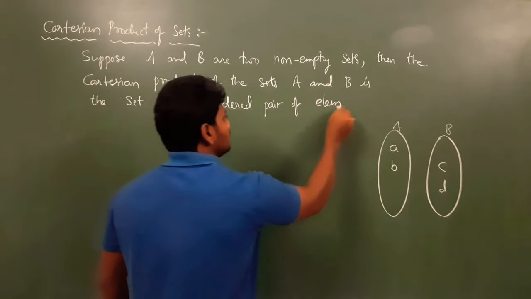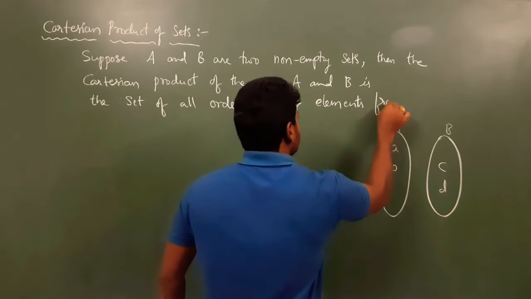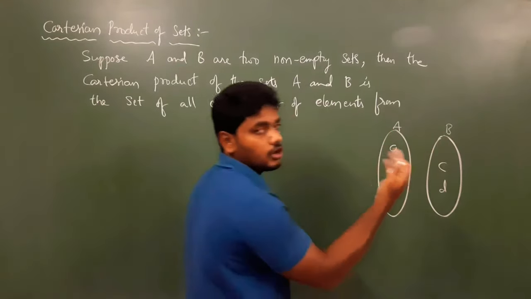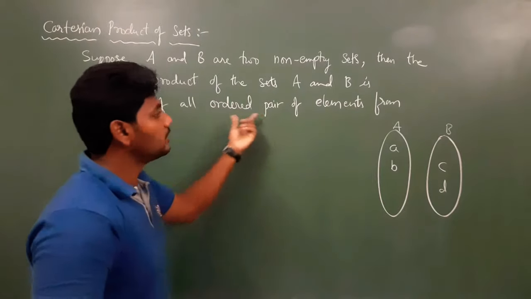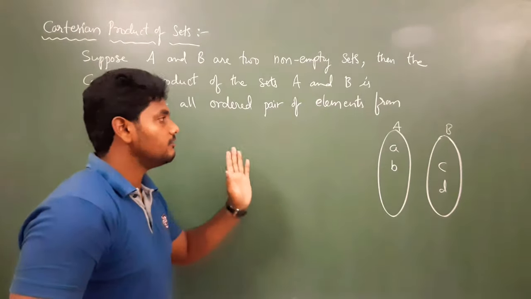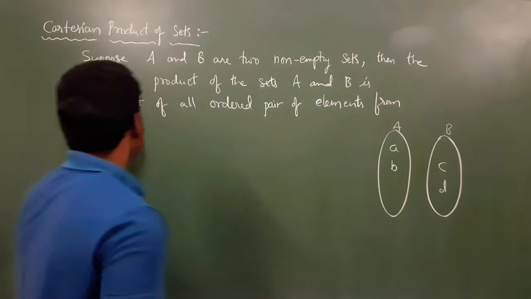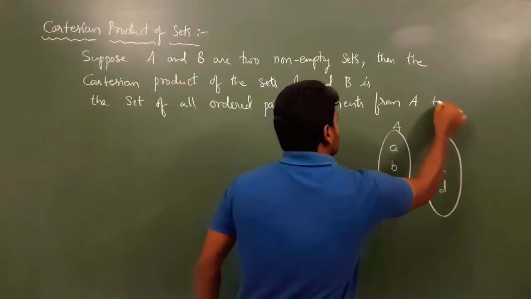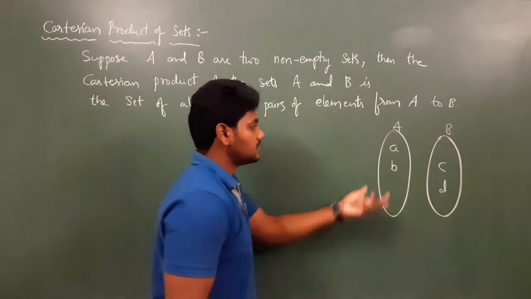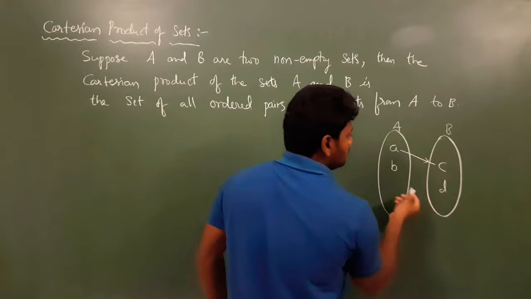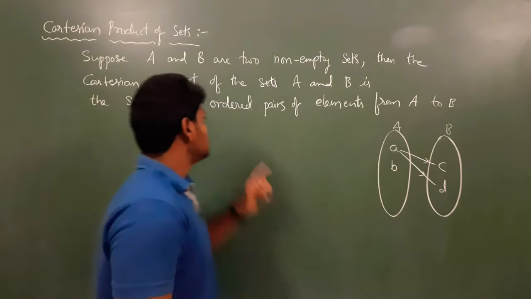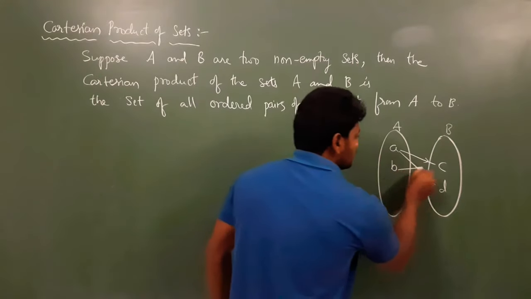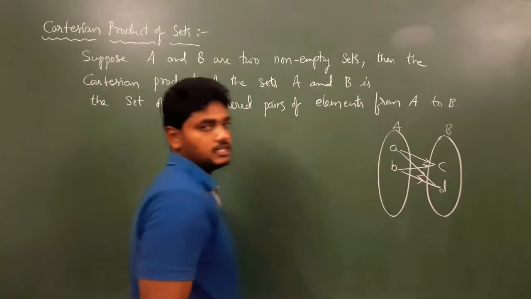Ordered pair of elements from A to B, not B to A. Why? Because they said ordered pair. Ordered pair means order is important. From where to where? From A to B is the set of all ordered pairs of elements. Ordered pairs are nothing but simply from A to C it may be, or A to D. Set of all ordered pairs: A to C, A to D, and again B to C, and again B to D.